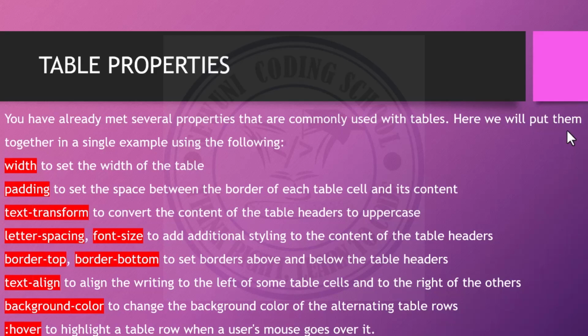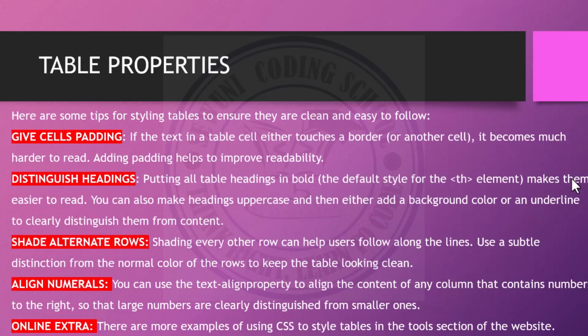Then we are also going to talk about letter spacing, font size, border top, border bottom, text align, background color, and even hovering. The hover is used to highlight a table row when a user's mouse goes over it, so that you know which particular cell you are currently on. We are also going to look at some tips for styling tables, to make sure that our work is easy and clean.